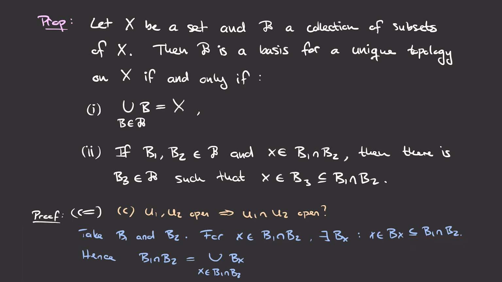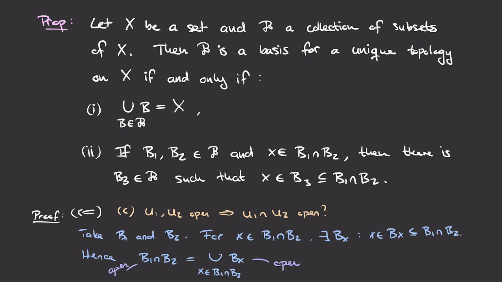So in conclusion, we've started with two basis elements b1 and b2, and we've written their intersection again as a union over basis elements, which means that this intersection, well, this is a union over these basis elements, so it's open by our definition of what it means to be an open set in this new topology we're defining. So this means that this intersection is actually an open set.